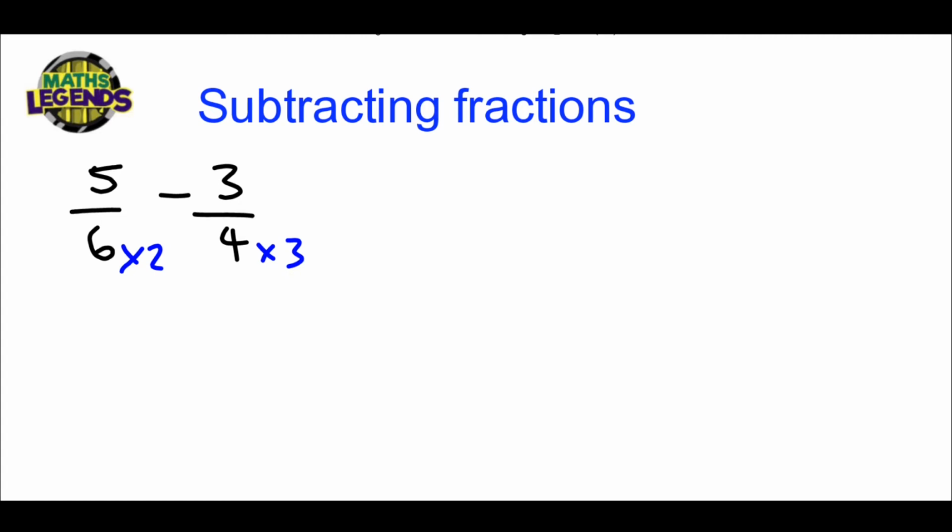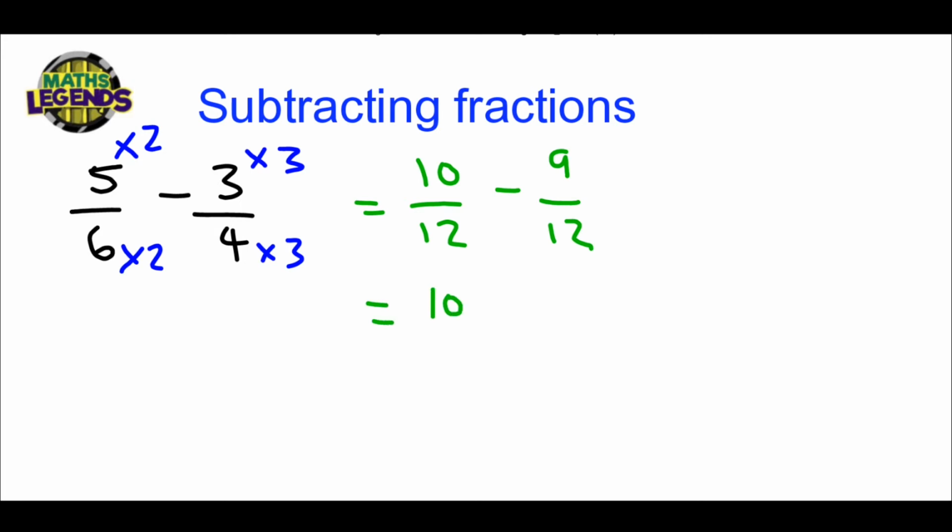Now if I do something to the bottom, I must do it to the top. So this one I have to multiply by 2 because the 6 was multiplied by 2. And I have to multiply the 3 by 3 because the 4 was multiplied by 3. So let's simplify. This becomes 10 over 12 minus 9 over 12. As the number at the bottom is the same, we can simply do 10 minus 9 over 12. And 10 minus 9 is 1, and it's over 12. So this simplifies to 1/12.